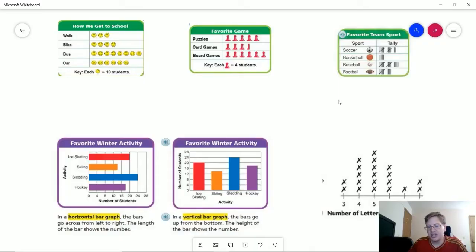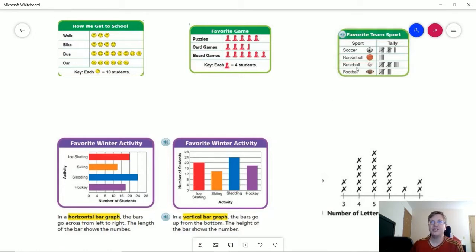This is going to be our video for upcoming third graders, and we're going to be working with different types of graphs today. So the second chapter in our book is going to deal all with different types of graphs, and we will use this information throughout the year. So there are three different types of graphs that we're going to be working with.